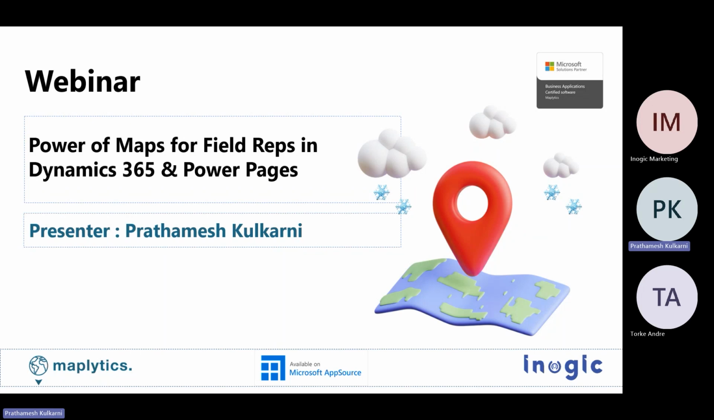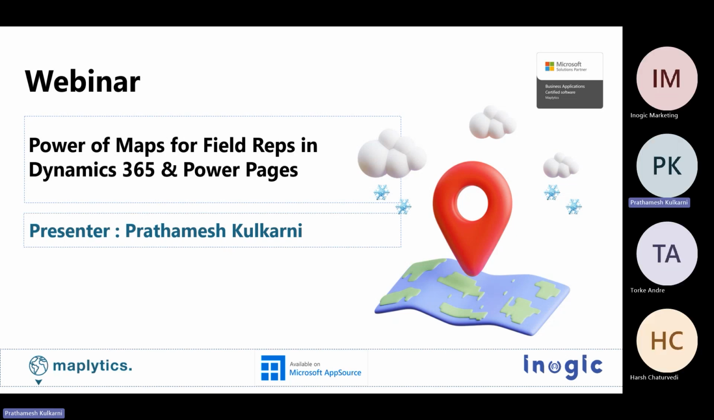To give you a brief introduction about Maplytics, it is a geo-intelligent tool that is used to visualize your CRM data on an interactive map. With Maplytics, your CRM users can substantially increase CRM effectiveness with the power of geo-analytics and automation of the process. In the further part of the webinar, I will explain how it works.